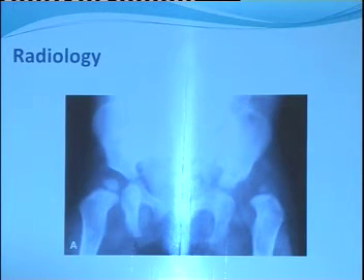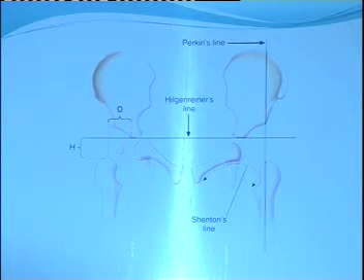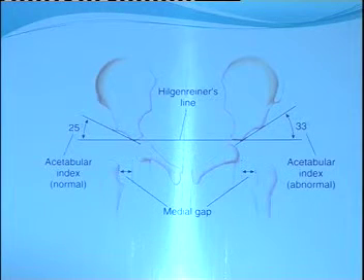This is radiology. The hip is dislocated. You know all these lines. This is Hilgenreiner line. This is Perkin lines. And the head should lie in the lower and inner quadrant. This is the acetabular index. You can draw a line along the cartilage and outer edge of the superior acetabulum and the Hilgenreiner line. And the acetabular index normal should be less than 25 degrees. If it is more, it shows dysplasia.